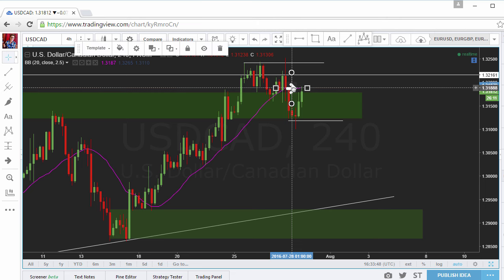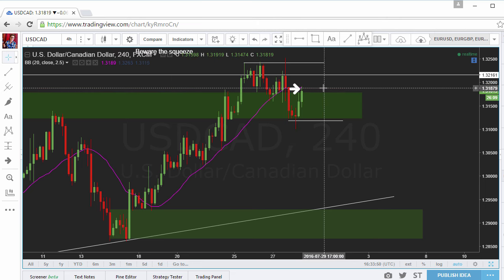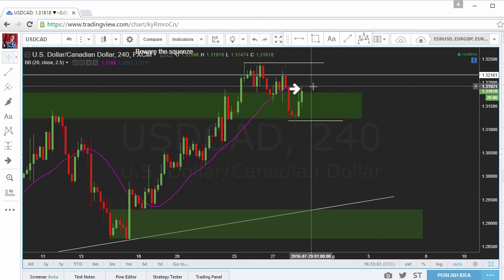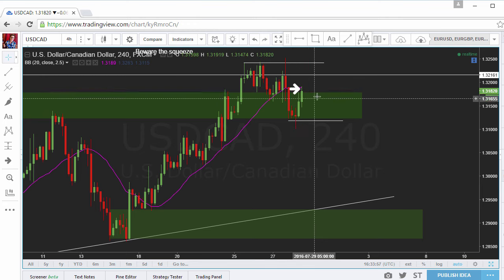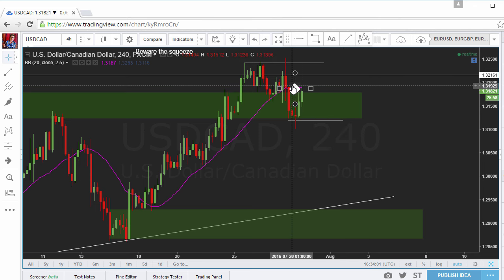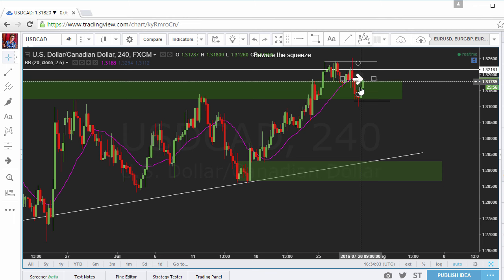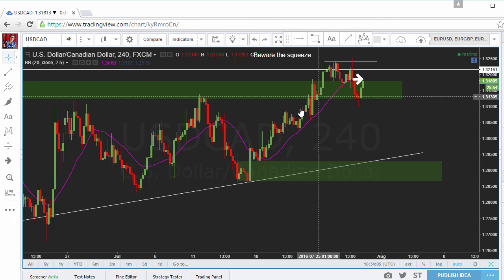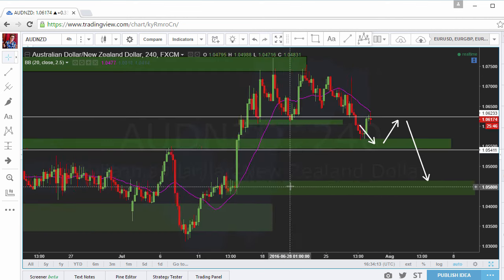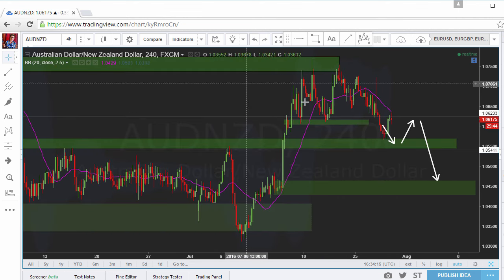Also very interesting, now we can see that the 20 SMA, which is the purple line, is still holding and acting as resistance now. So we could get a new re-entry opportunity, but this is not looking very interesting anymore, since this market top has changed a little bit and is not showing the classic pattern that we are looking for. Pretty much the same happened on the Aussie New Zealand.